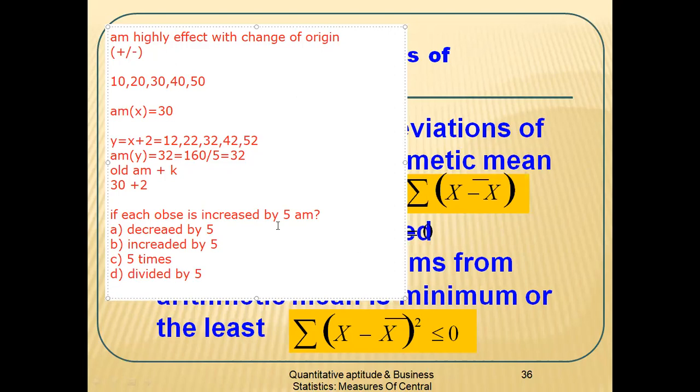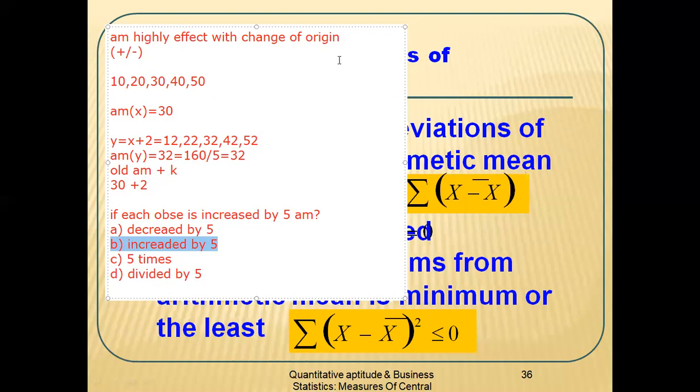If each observation is increased by 5, that means the constant number 5 is being added to each. Therefore, your new arithmetic mean will be the old arithmetic mean plus the constant number. Therefore, it is increased by 5. So when the constant number 5 is added, all the observations increase by 5. So this is your property number 3 with respect to change of origin.